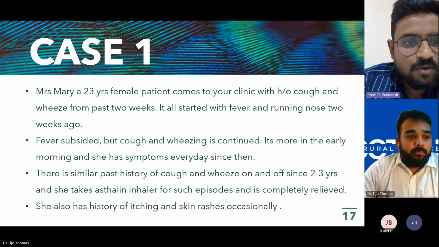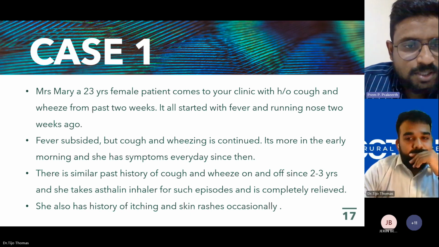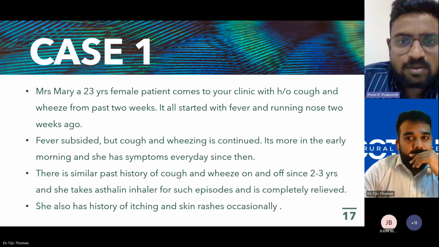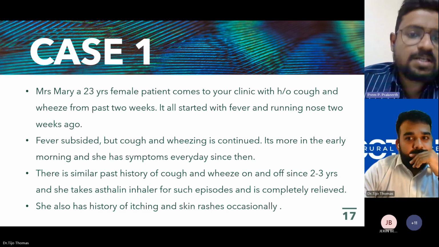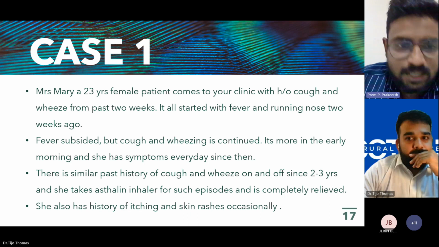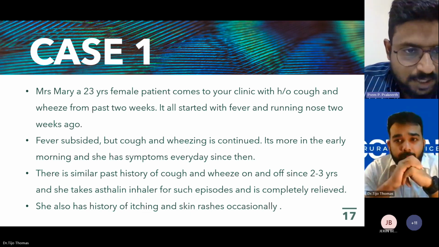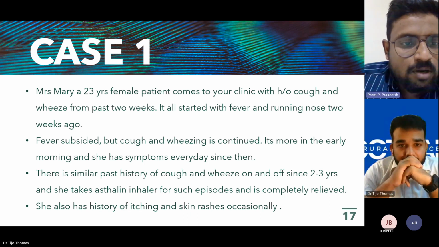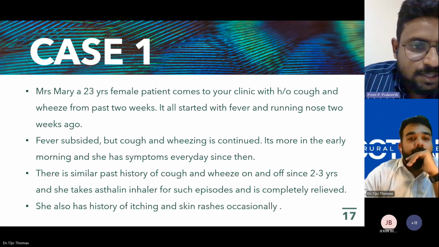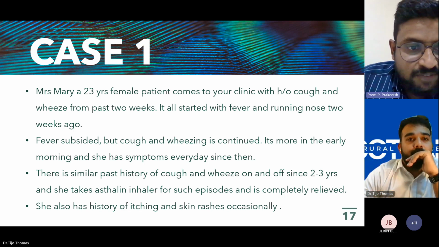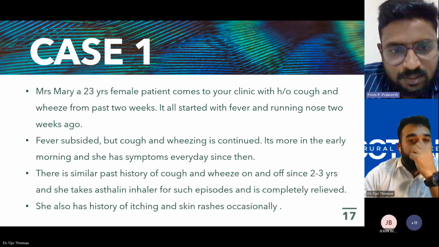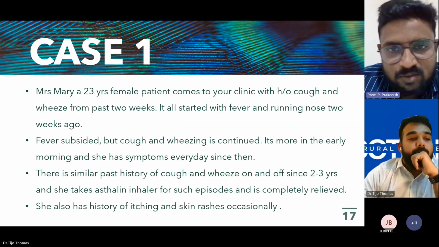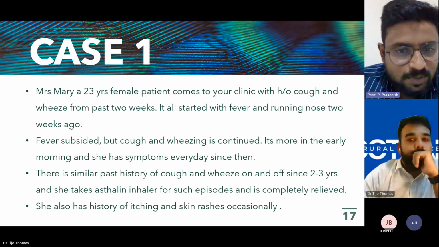This patient has cough and wheeze. She's a young female, 23 years old, no comorbidities. She's unlikely to have coronary artery disease. She's unlikely to have any other heart disease except a congenital heart disease, which can present at this age. And the symptoms have been exacerbated by fever and cough. So cough with early morning cough is again pointing towards asthma.